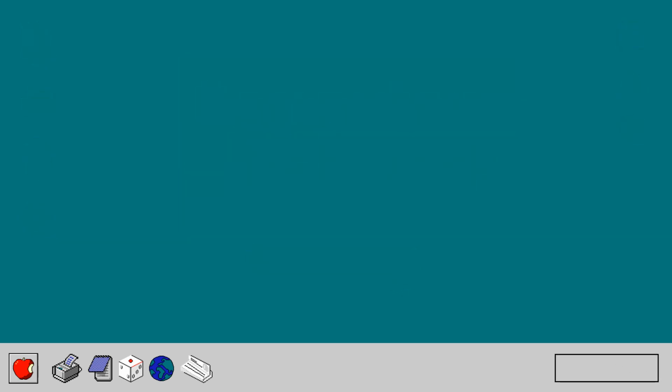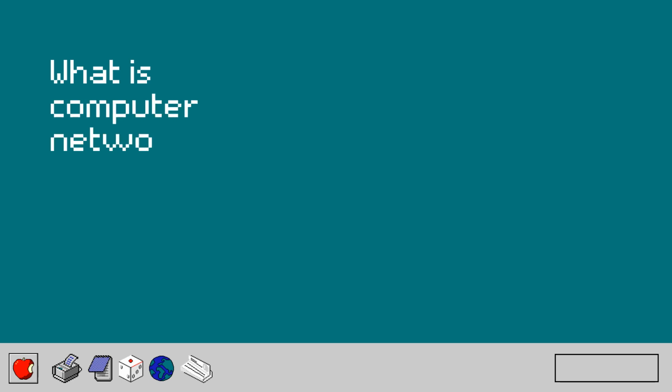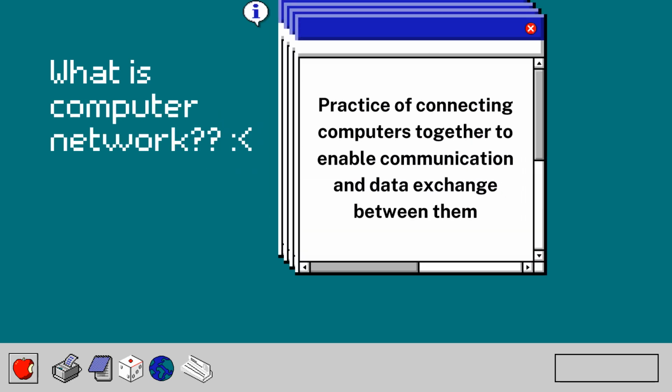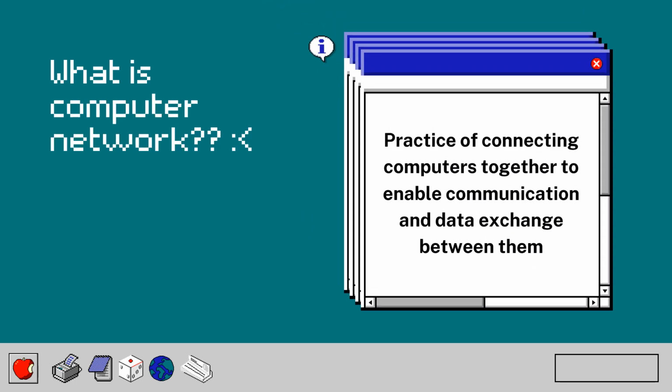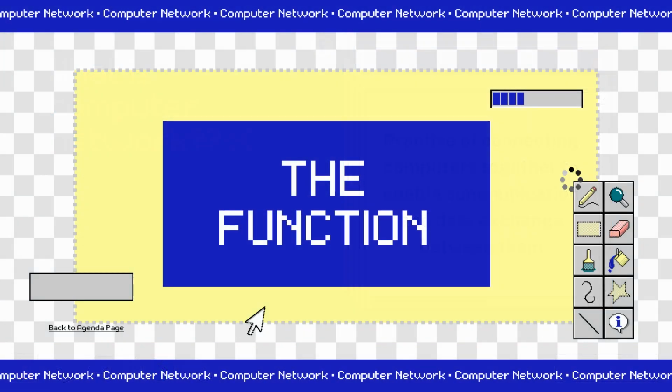All must be wondering, what is a computer network? As you see on the video, computer network is the practice of connecting computers together to enable communication and data exchange between them. Did you know the function of computer network?